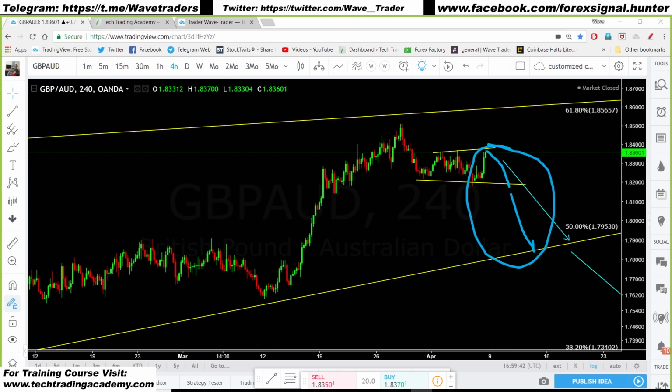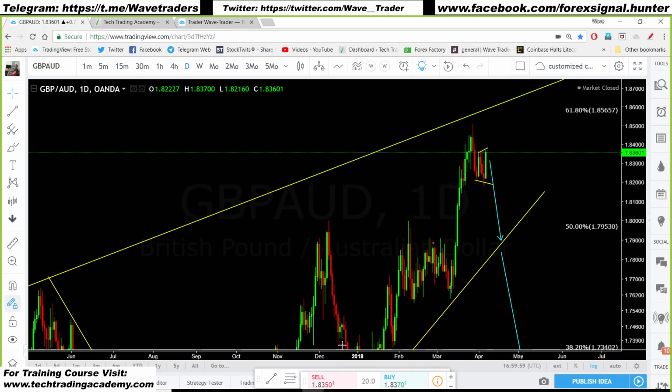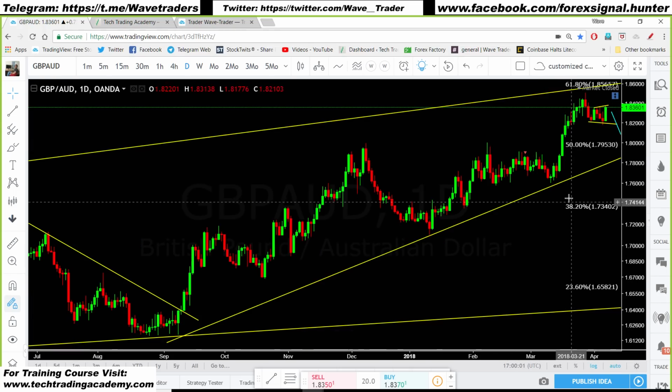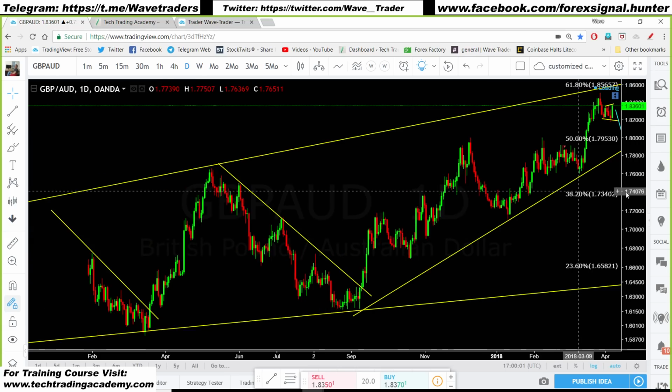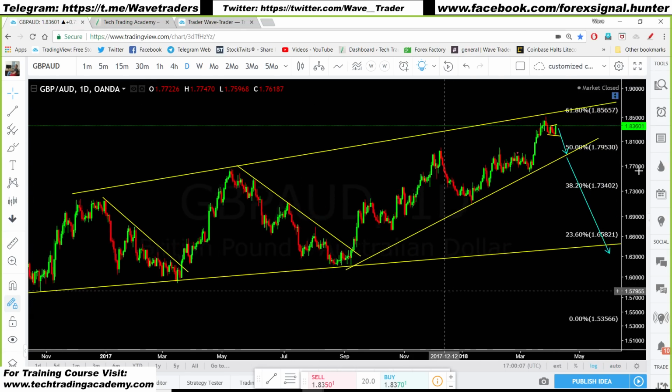What it can do is slightly push up like that and form a new high. If so, you need to look for a sell. So if you are buying the pound against the Aussie dollar, be careful. You know what I was showing you on the Aussie dollar and US dollar, the bullish wave. That wave is going to trigger the sell on it.